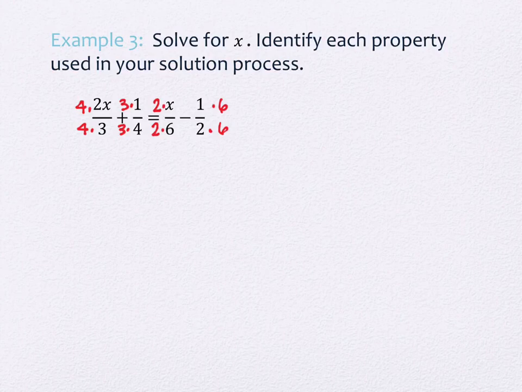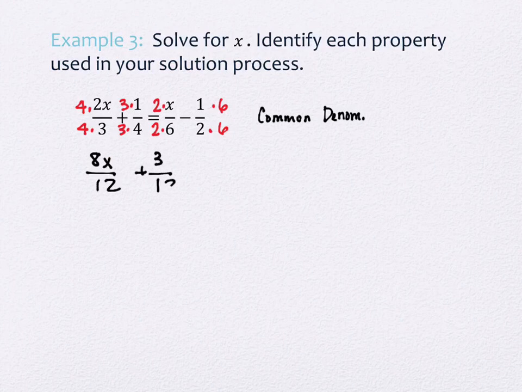Okay, everybody good so far? Okay. And I think it's reasonable that we could just write that we're getting common denominators over here. It's part of the process of adding fractions. All right, so let's adjust each of them. I now have 8x over 12 plus 3 over 12 equals 2x over 12 minus 6 over 12.